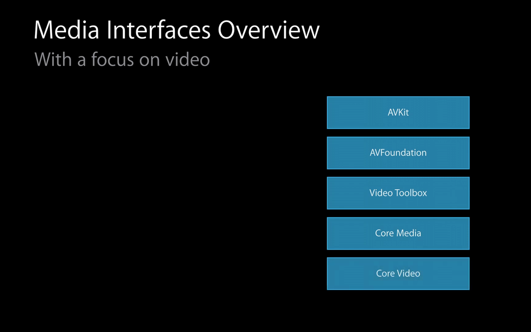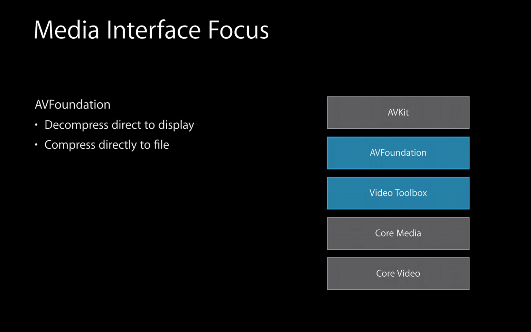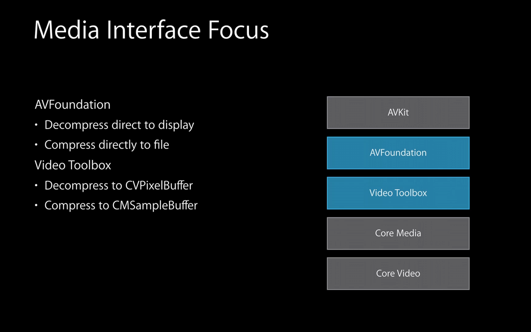And below that, we have Core Media and Core Video. These frameworks provide many of the necessary types that you'll see in the interfaces in the rest of the stack. So today we're going to focus on AV Foundation and the Video Toolbox. In AV Foundation, we'll be looking at some interfaces that allow you to decode video directly into a layer in your application or compress frames directly into a file. And in the Video Toolbox, we'll be looking at interfaces to give you more direct access to encoders and decoders, so you can decompress directly to CV pixel buffers or compress directly to CM sample buffers.